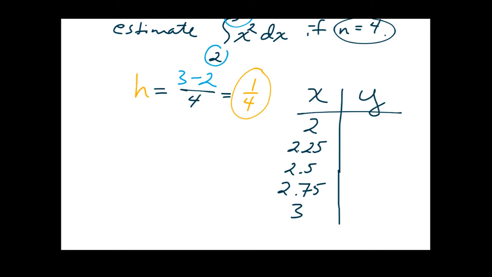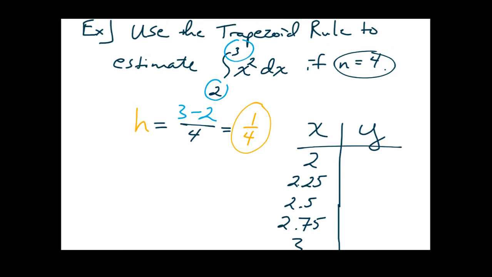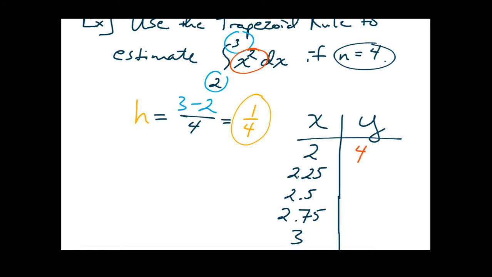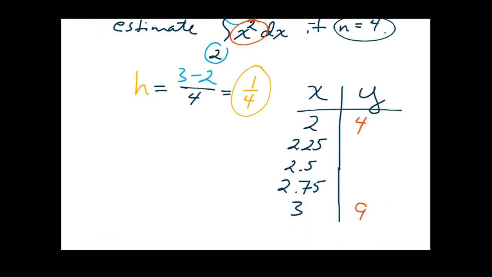Well, it's time to find y values. And how do you find y values? That's right, by plugging into the function. So we're going to plug in 2, and of course that gives us 4. We're going to plug in 3, and of course that gives us 9. And the rest of them we could use a calculator for. Make sure that you understand, for example, if I plug in 2 1/2, 2 1/2 squared is just going to be 6 1/4. And if I square some of these other values, it gets a little messy. I'm choosing to write them as decimals this time.